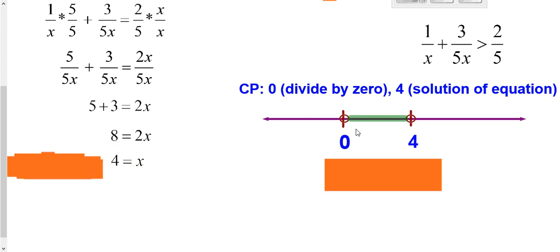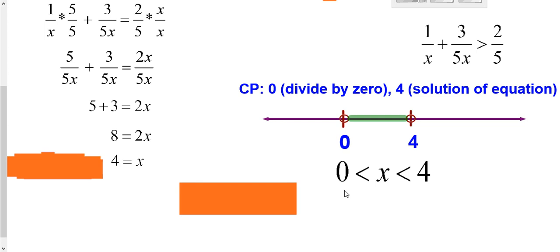So our only answer is what's in between the 0 and the 4. One region, two endpoints, so we're going to write it as one compound inequality. 0 is less than x is less than 4.